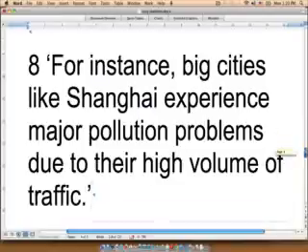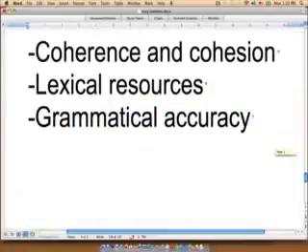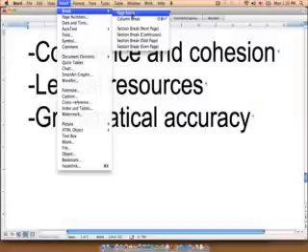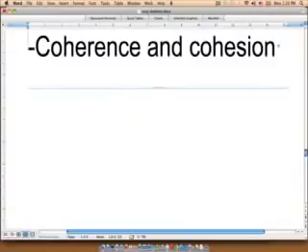Okay, now let's go to the next point, which is coherence and cohesion. And let's define what is different between a band 6, a band 7, and a band 8. I'll just get this cleaned up a bit here. Okay.